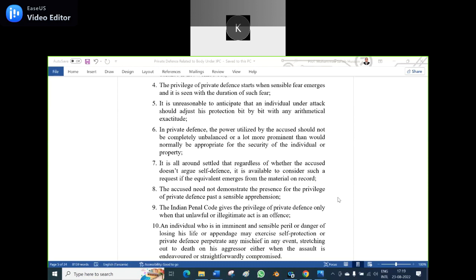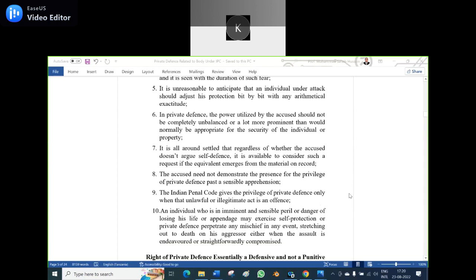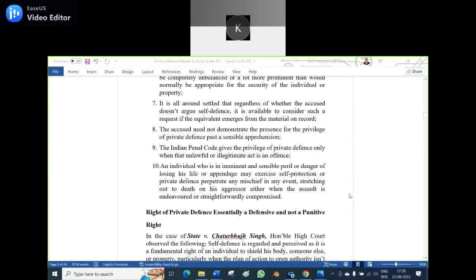Seventh one, it is all around settled that regardless of whether the accused doesn't argue self-defense, it is available to the court to consider such a request if the same emerges from the material on record. So the accused need not argue much on behalf of self-defense or why he took it. He need not explain all these things to the court, but the circumstances placed on record can give valuable insight to the court or the presiding officer whether the person has taken self-defense reasonably or not. He will decide. Next, eighth one, the accused need not demonstrate the presence of the privilege of private defense past a sensible apprehension. So the same seventh concept is repeated here in the eighth also.